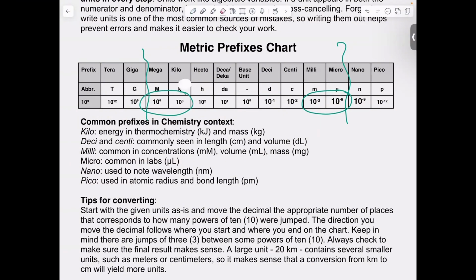So I'll back up here for just a second for clarity. I have from kilo to milli. Each move, whether you go left or right, is 1 decimal place. But once you get out either here or here, each jump is 3. You just have to remember that. So going from kilo to mega, that's actually 3 decimal places, not just 1. Okay, so that's to me a tried and true way of moving between your metric prefixes on a given base unit.